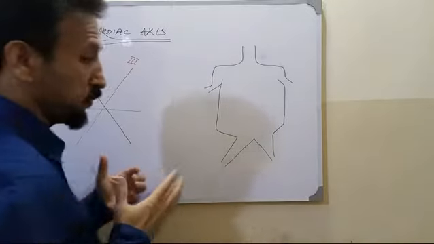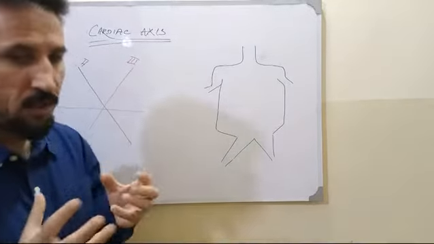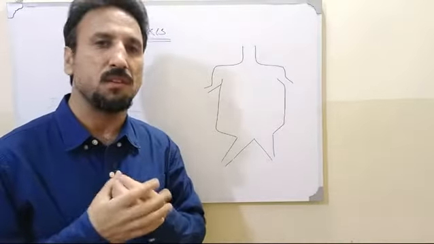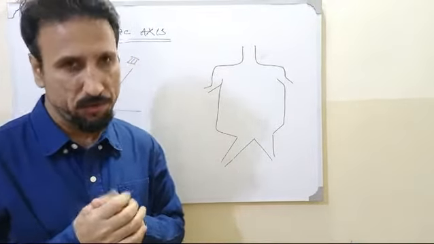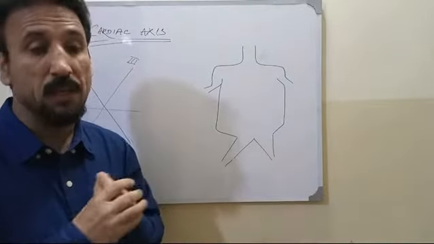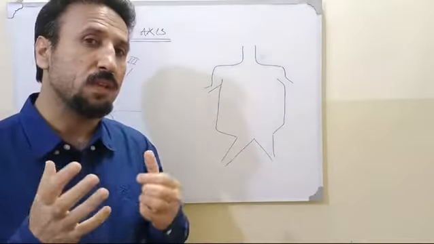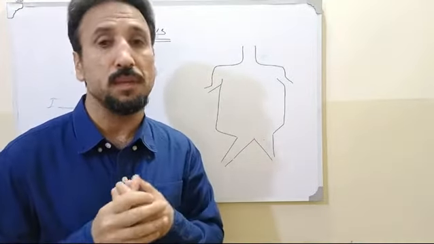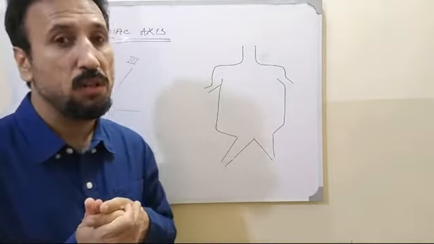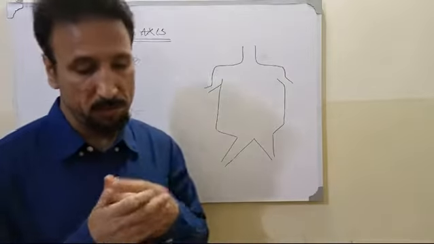Today we are going to have a short presentation on the determination of the normal cardiac axis or cardiac vector. It's very simple if we understand the distribution and the location of the leads, the positive and negative poles of different leads which are applied on the chest and limbs of the patient.